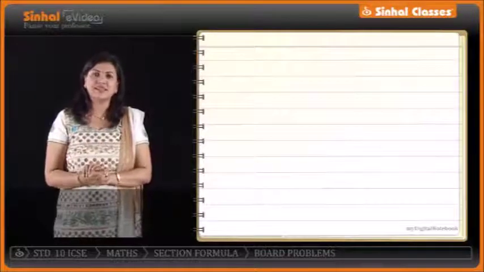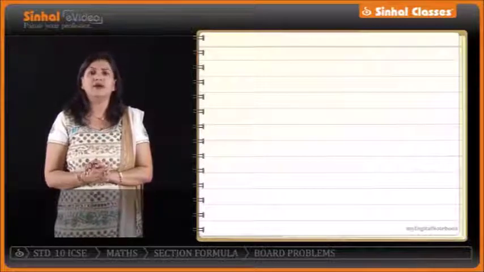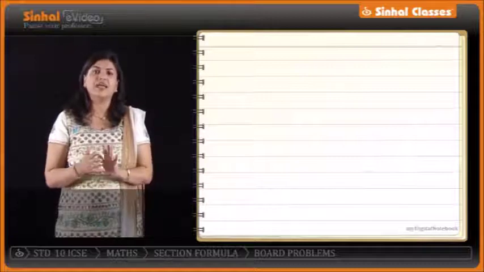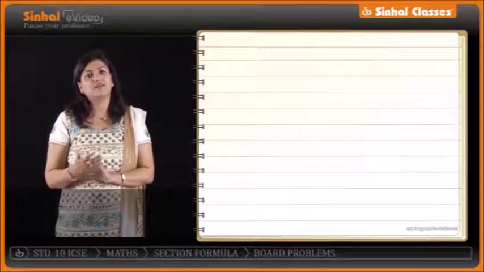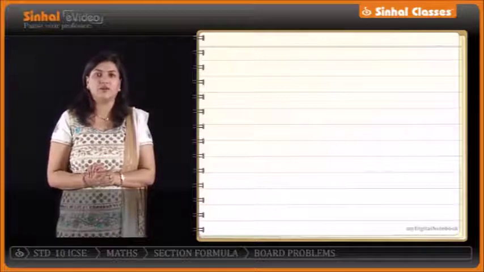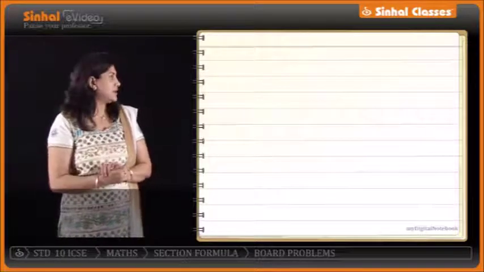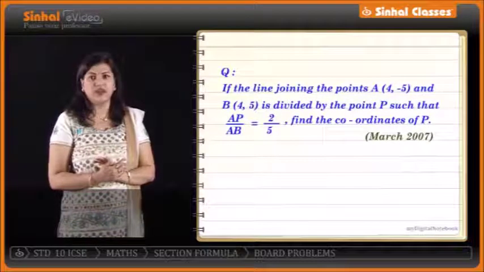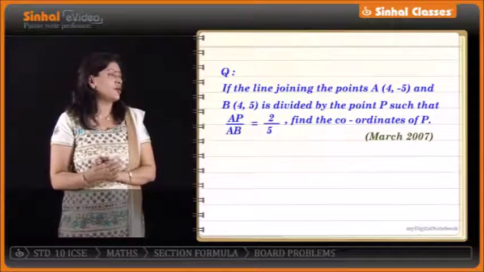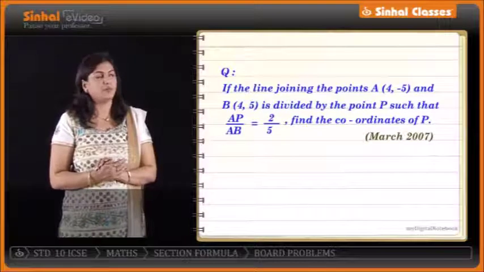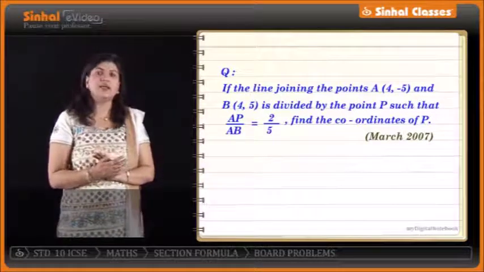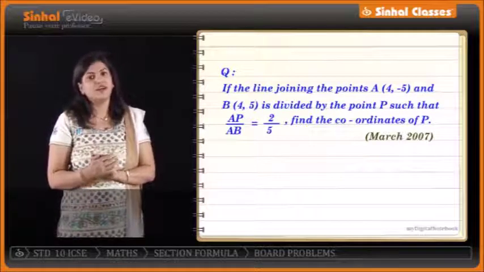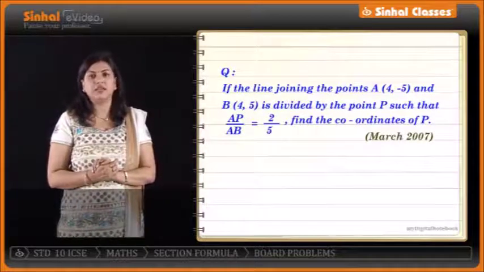Now, we take the next example, which is again a March 2007 board question. Note over here, in the year 2007, there were 2 questions from section formula. Now, in this we are given, if the line joining the points A 4 comma minus 5 and B 4 comma 5 is divided by the point P such that AP upon AB is equal to 2 upon 5. Find the coordinates of P.